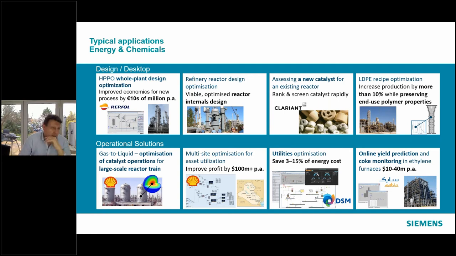So if you see this one here, this one for Shell, it's got 100 million on here. This was an entire networked oil field, and I'm going to show you an example of what that might look like in a later demonstration. Utilities, this is about linking all the decision space for production of a chemical facility. So you're looking at things like gas, electricity, compressed air, etc.